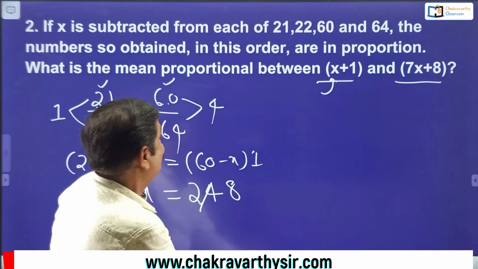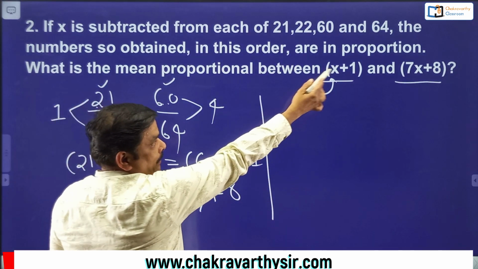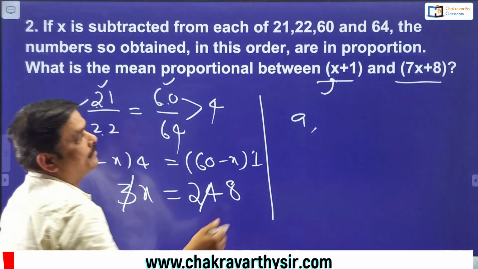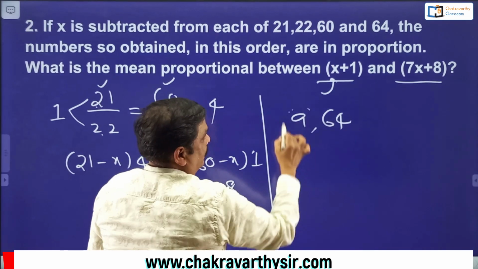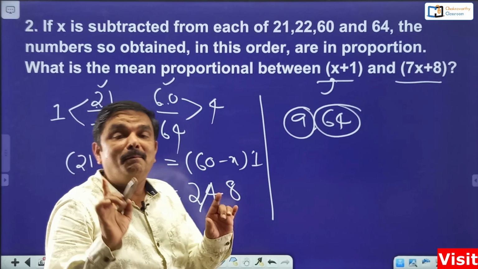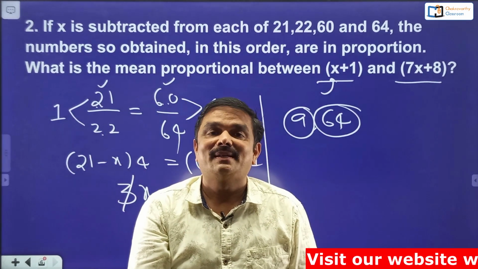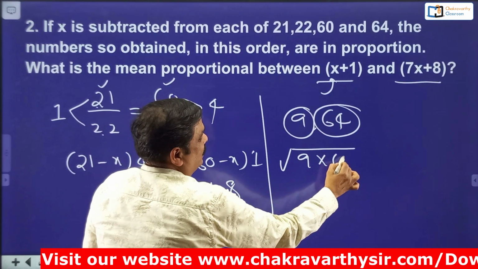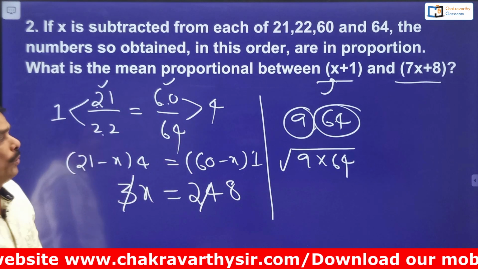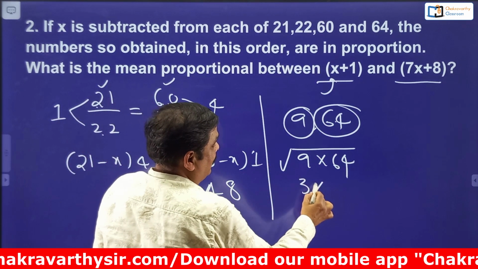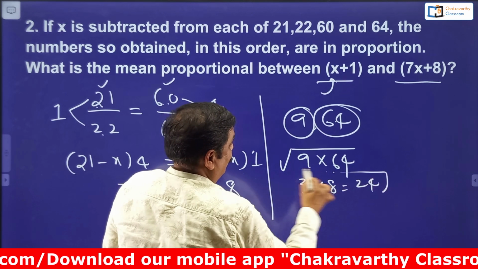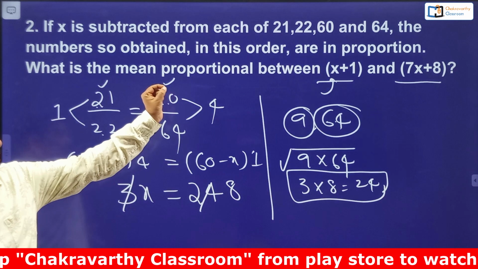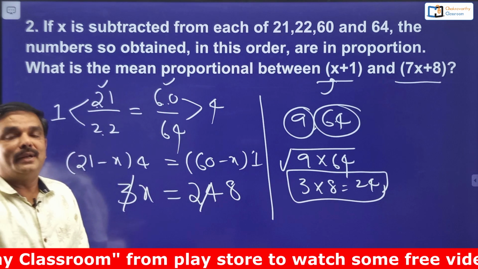Okay, now just substitute the value of x here. 8 plus 1, that is 9, one number. 7x plus 8. 7 into 8, 56 plus 8, 64. These are the two numbers. Now find the mean proportional of these two numbers. Now the mean proportional is under root 9 into 64, or directly there also you can do. Root 9 is 3, root 64 is 8. 3 into 8, my answer is 24. That's it. This is the way to go for this type of questions from ratio and proportion.